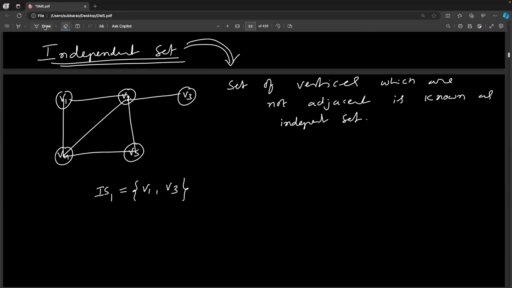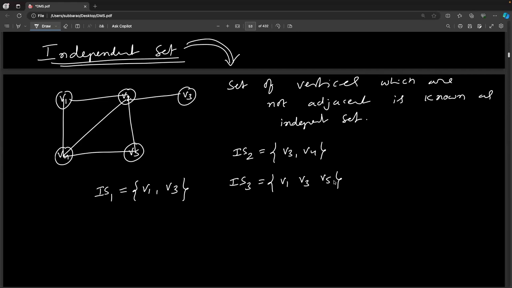Can you write one more? Independent set 2. What about V3, V4? V3 somewhere, V4 somewhere. It is also an independent set. What about V1, V3, V5? Is it an independent set? Yes, no one is related. If there is an edge between two vertices, then I can say they are adjacent. V1, V3, no edge there. V3, V5, no edge there. So that is also an independent set.